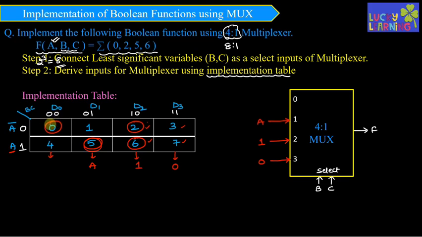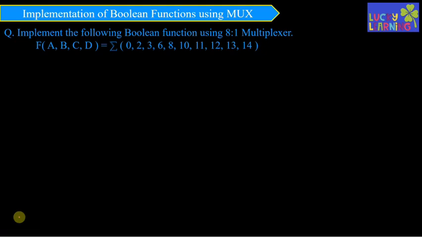Only 0 is circled but not 1. Now 0 is represented by the row A dash. So data input 1 should be A dash. Now this is a realization of the Boolean function f of ABC equals sigma 0, 2, 5, 6 using a 4 by 1 multiplexer. It is very simple. Okay, we will understand one more question.